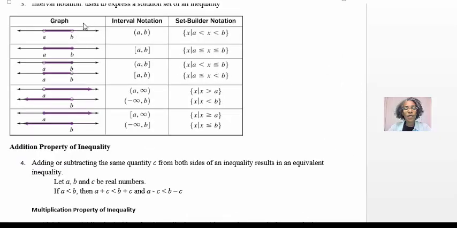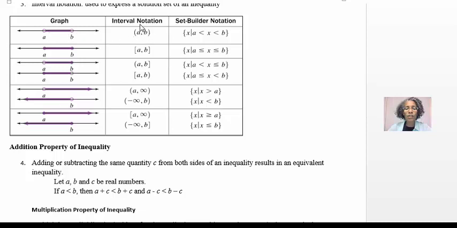So here we have the table that's relating how you would show the set of all numbers between A and B. Notice this doesn't include A and B. The open circles above A and above B show that the A and B, which are called endpoints, are not included. And we shade the portion of the number line between these two values.